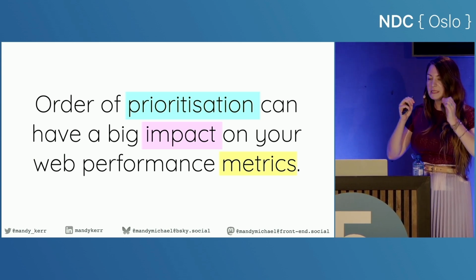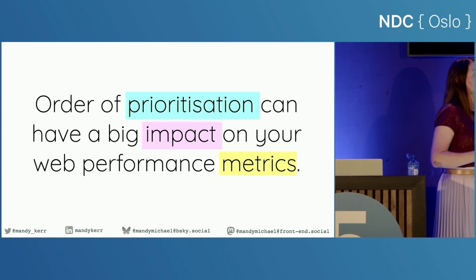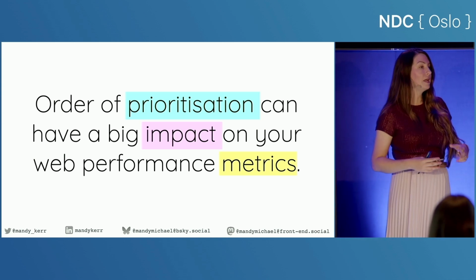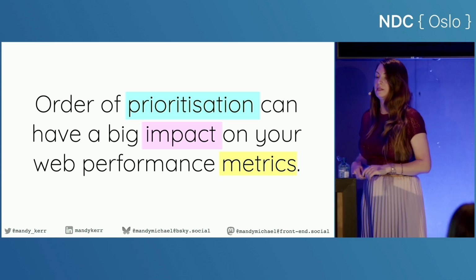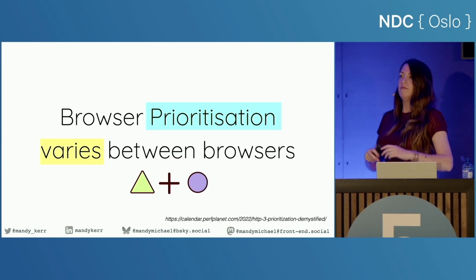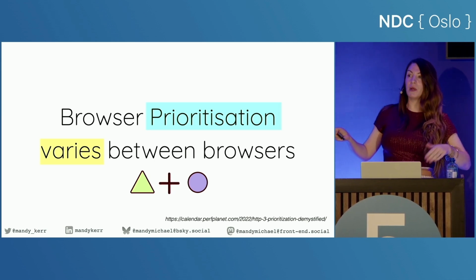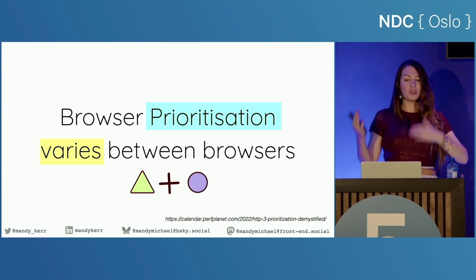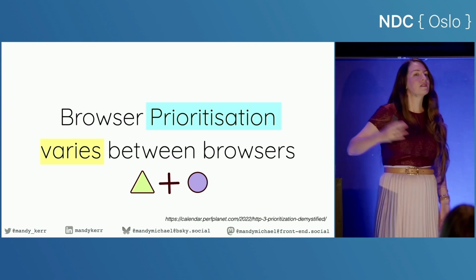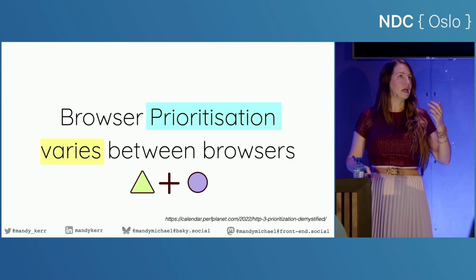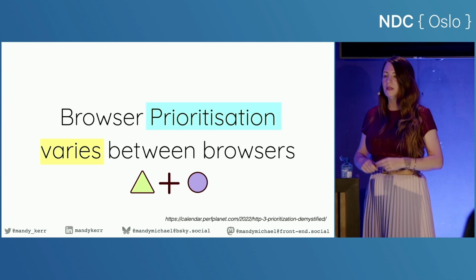And this is particularly important for render blocking resources like JavaScript and CSS because they need to be downloaded in full before they can be applied and executed on the page. And even more confusingly, browser prioritization actually varies between browsers. It is not the same. So you might notice differences between Firefox, Chrome, Safari, Edge, depending on how you have things set up.